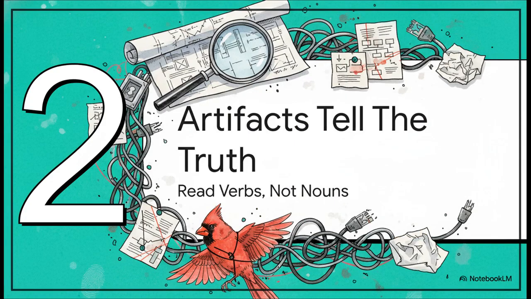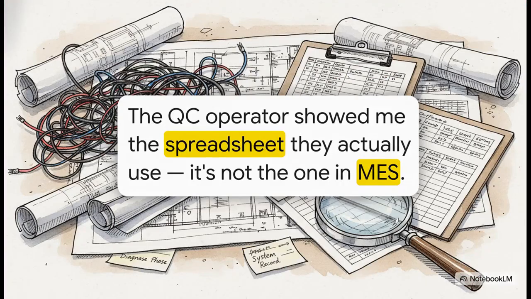Which perfectly transitions us into Section 2, Artifacts Tell the Truth. Specifically, why we need to read the verbs, not the nouns. Let's look at some actual evidence from Cardinal Polymer. Slides and presentations are literally designed to hide the ugly truth. To diagnose a project, you have to read the raw artifacts.